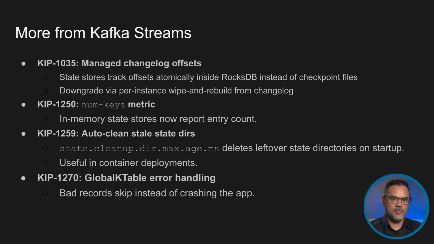Prior to this release, the processing exception handler applied only to regular streams tasks, meaning an issue with a global KTable could potentially crash your Kafka Streams application. New configuration in KIP 1270 changes that by using the processing exception handler in the global KTable task. Once you start using this config, global table processing should behave more like the rest of Kafka Streams. And this gives users a more controlled path to handle exceptions instead of just treating them as unhandled failures. This will be enabled by default in Kafka 5.0.